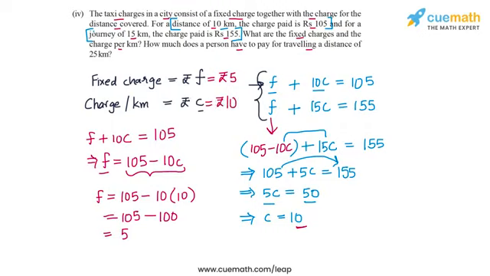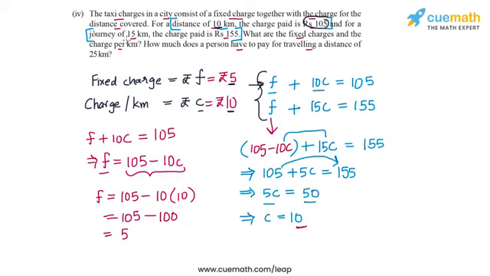So let's quickly verify whether these values are correct. So for a distance of 10 kilometers, the total cost will be 5, the fixed charge, plus 10 times 10. So that's 5 plus 100, or 105. So this aligns with the first piece of information.